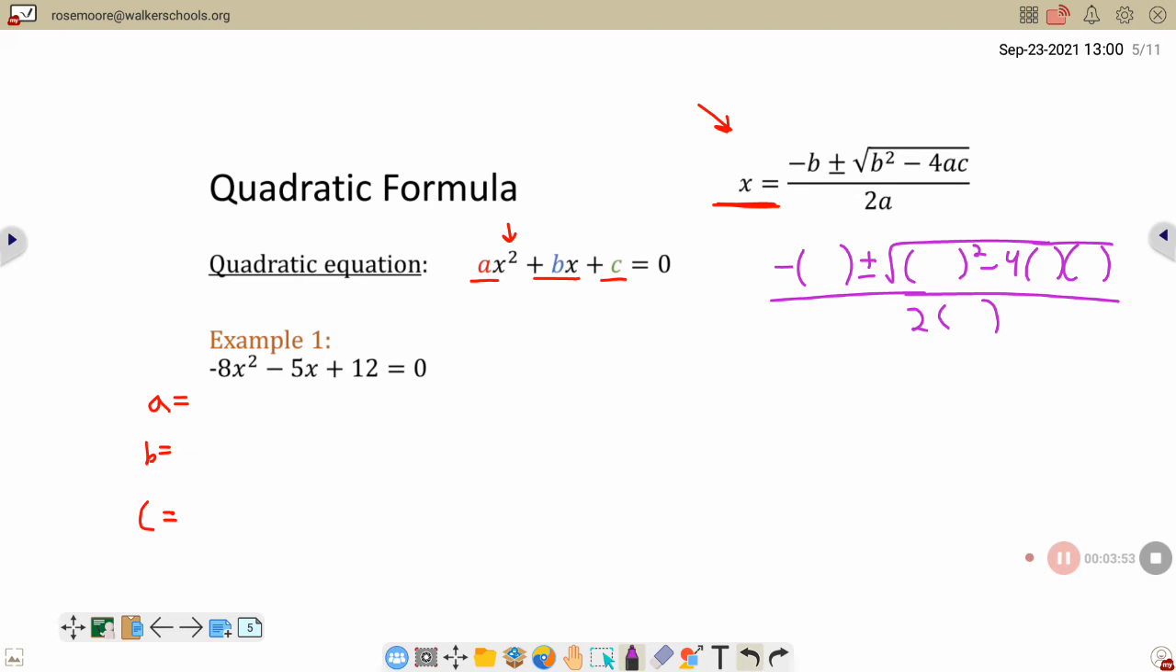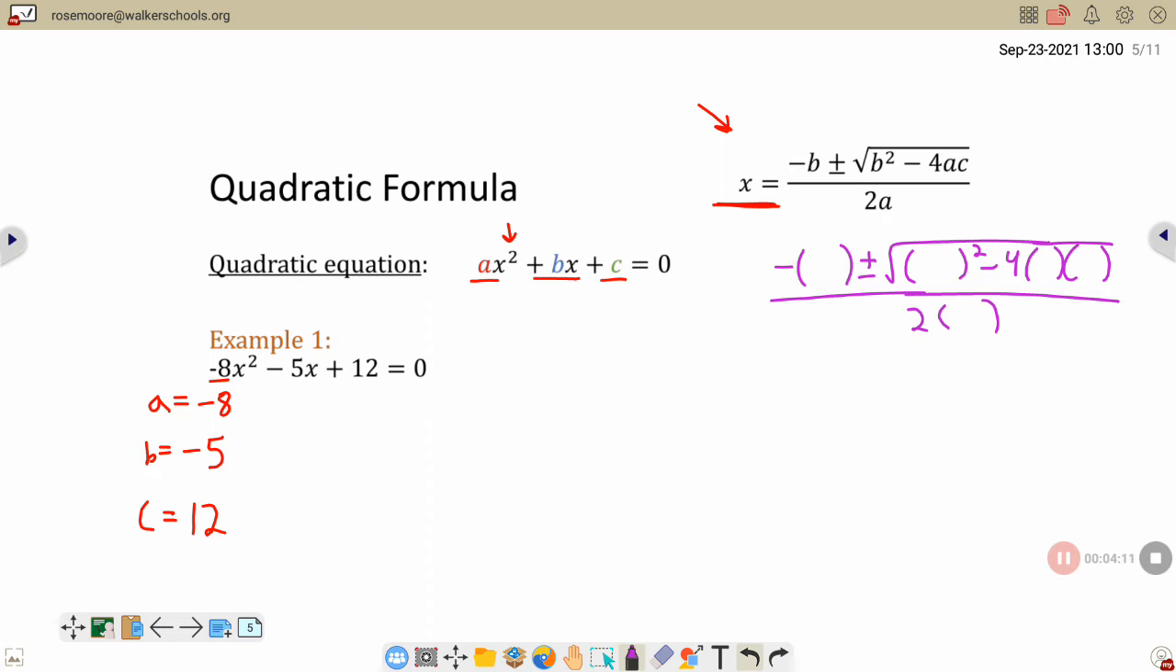A will be our leading coefficient, which in this case is negative 8, which I wrote ugly. B will be the next number, which in this case is negative 5, our middle number. And C is our constant in this case, which is 12.